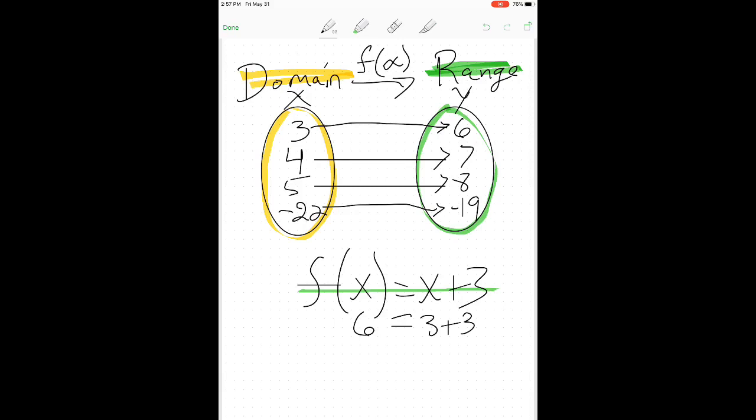You take a value in your domain, put it into the function. So for the first one, I take 3, plug it in, add 3, and you get out 6. So 6 is that value in your range.